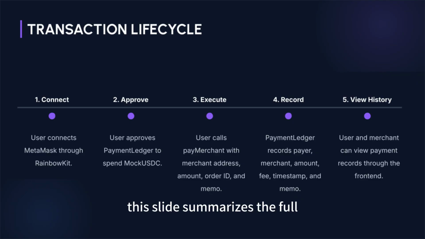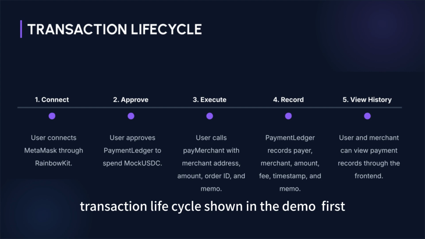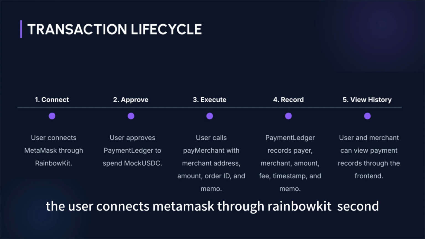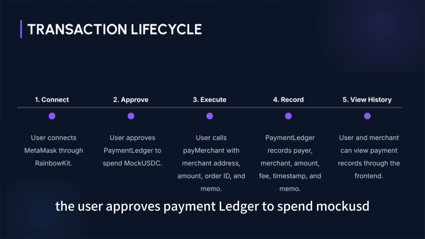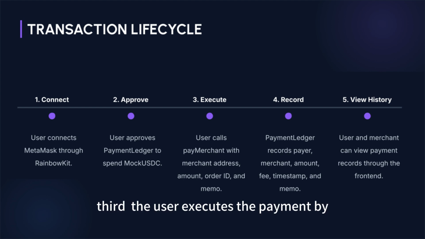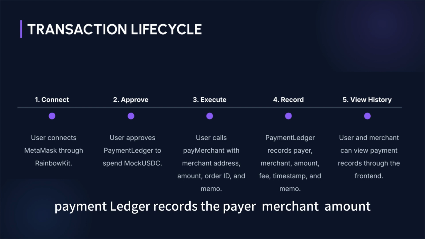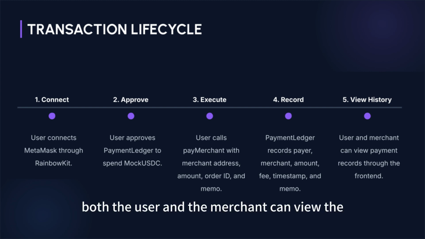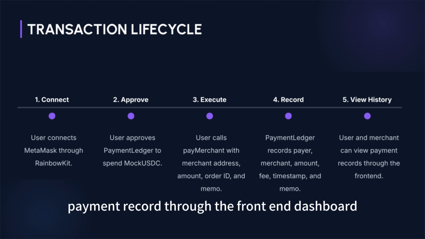This slide summarizes the full transaction lifecycle shown in the demo. First, the user connects MetaMask through RainbowKit. Second, the user approves PaymentLedger to spend MockUSD. Third, the user executes the payment by calling the payMerchant function. Fourth, PaymentLedger records the payer, merchant, amount, fee, timestamp, and memo. Finally, both the user and the merchant can view the payment record through the front-end dashboard.